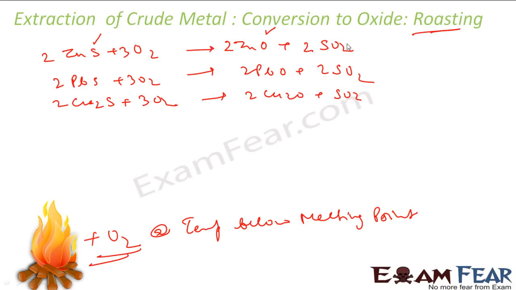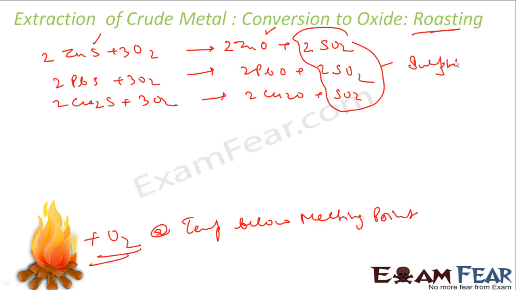So in all these, whatever SO2 gas you get is used to prepare sulfuric acid. Because these reactions happen on a large scale, and we can't waste so much sulfur dioxide. This is all an industrial process. So these are used again to prepare sulfuric acid.